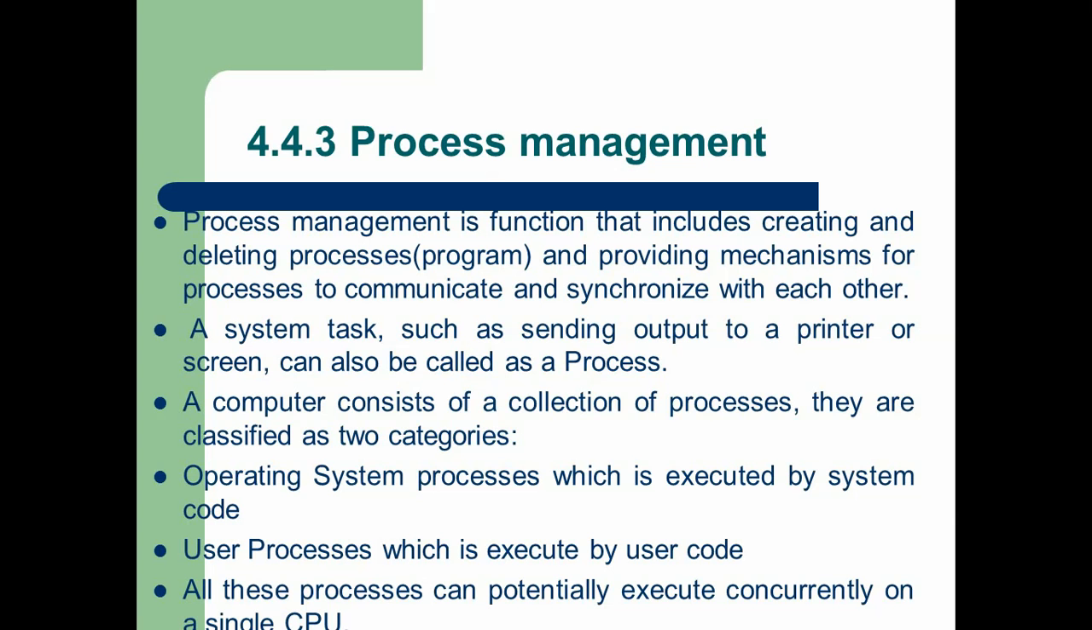The operating system process, which is executed by system code, and the user process, which is executed by user code, all these processes can potentially execute concurrently on a single CPU. So whenever you open any software, there are two different processes executed, one by the operating system, another by the user. The operating system process code is called system code, the user process code is called user code. Both processes are handled by the operating system.